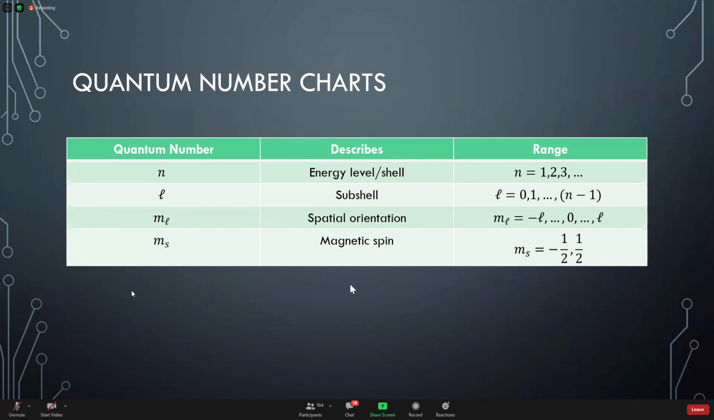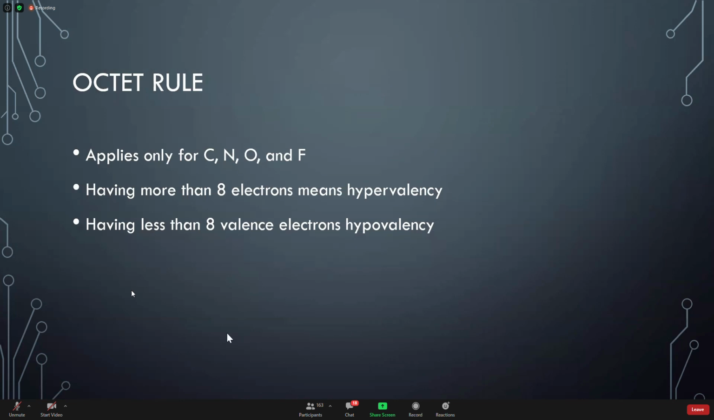So next is the octet rule. And that's super important when we get into drawing Lewis structures and then go into VSEPR theory. It really only applies for carbon, nitrogen, oxygen, and fluorine. Technically, it also applies for neon, but really neon doesn't make any bonds, so we don't care too much about it. And really all it says is we can have 8 electrons around the atom, and that's it. Having more than these 8 electrons means we're hypervalent. That's just the term we use, and having less than 8 electrons means we're hypovalent.